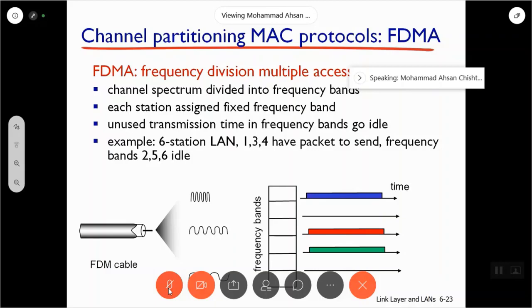Is this part clear? Okay. Any question? I hope you understand the difference between FDMA and FDM. In the physical layer, if we see, there is no multiplexer in FDMA because the data link layer tells the physical layer to do this multiplexing.